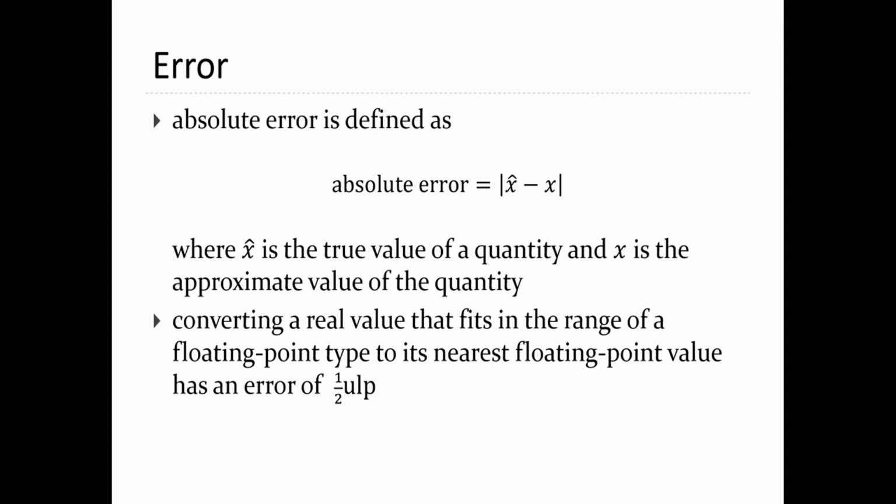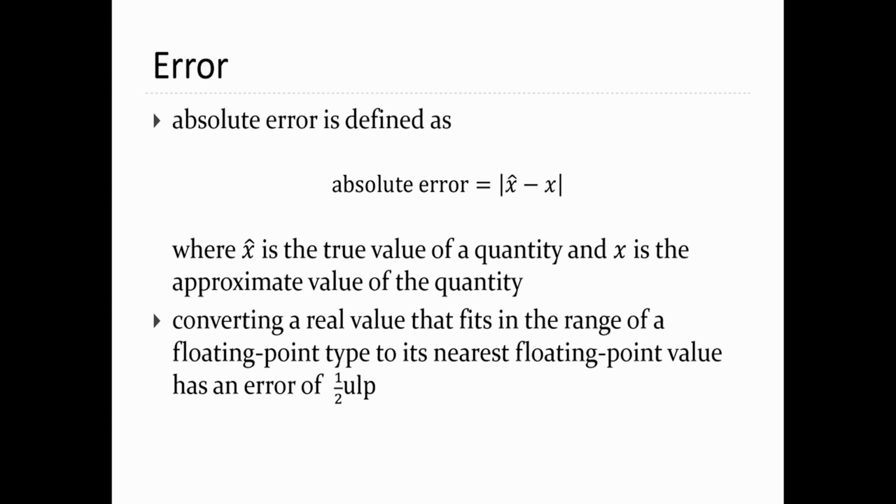So we need a way to talk about how much error there is. One quantity is called the absolute error. Here x hat is the true value of whatever you're trying to calculate, and x is your calculated value. What's the error? You just subtract them and take the absolute value. That's called the absolute error. When you convert some decimal value that fits in the range of a floating point type, and the computer stores that value, the absolute error is within 1/2 an ULP.